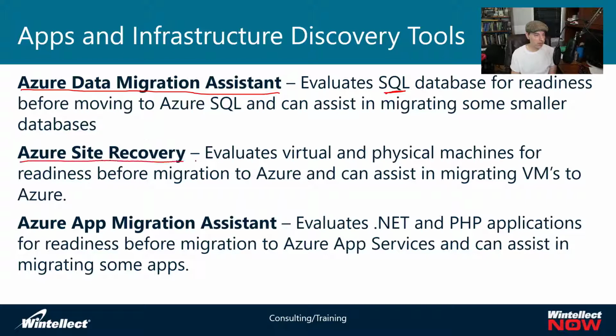We're going to be looking at Azure Site Recovery, which is useful for virtual machines and physical machines. We're going to be looking at how that tool works and how you can use it to migrate workloads into Azure. And then we're going to be looking at another tool, which is the App Migration Assistant. It evaluates .NET and PHP applications, and is specifically targeting Azure App Services, which is useful for platform as a service implementation. So we're going to be doing technical deep dives into each of these tools.